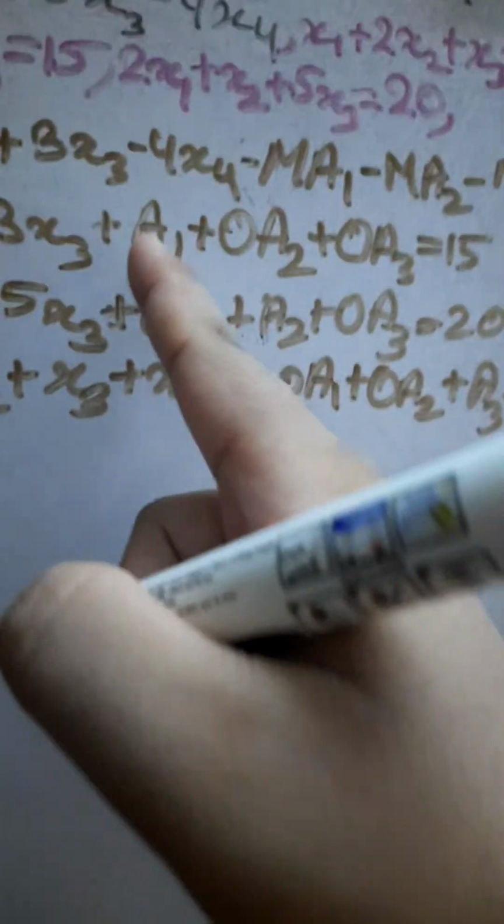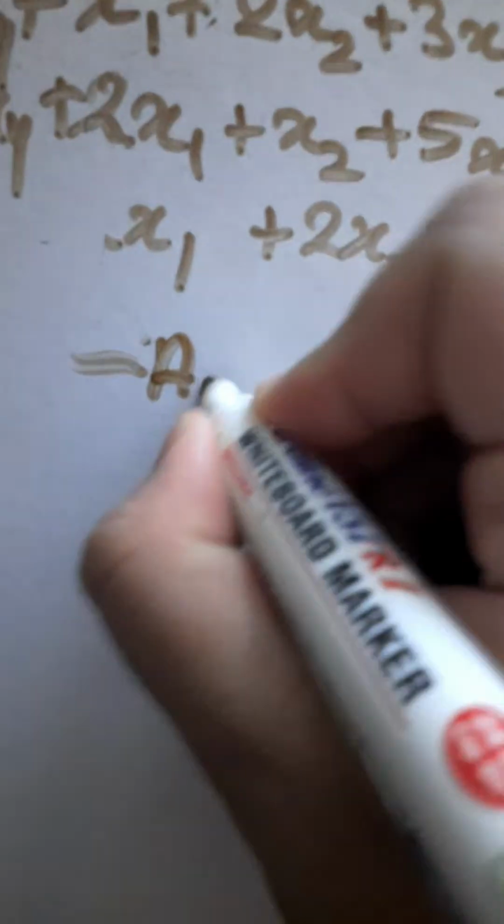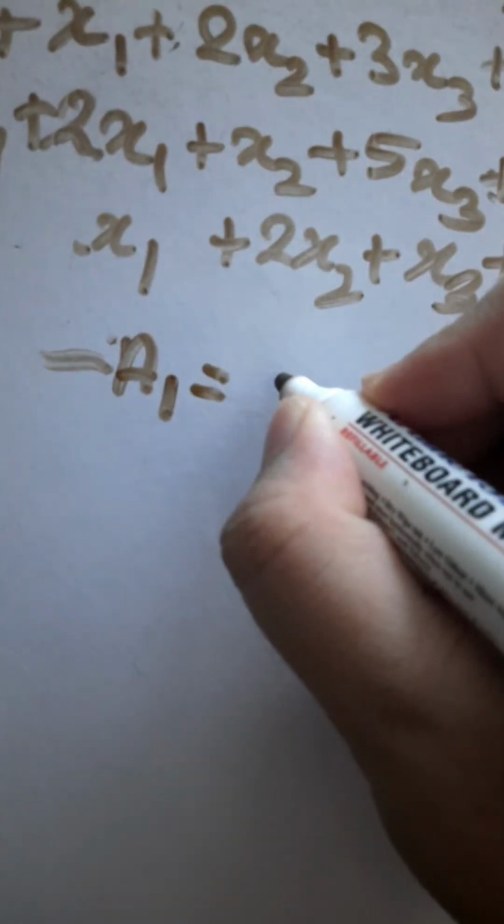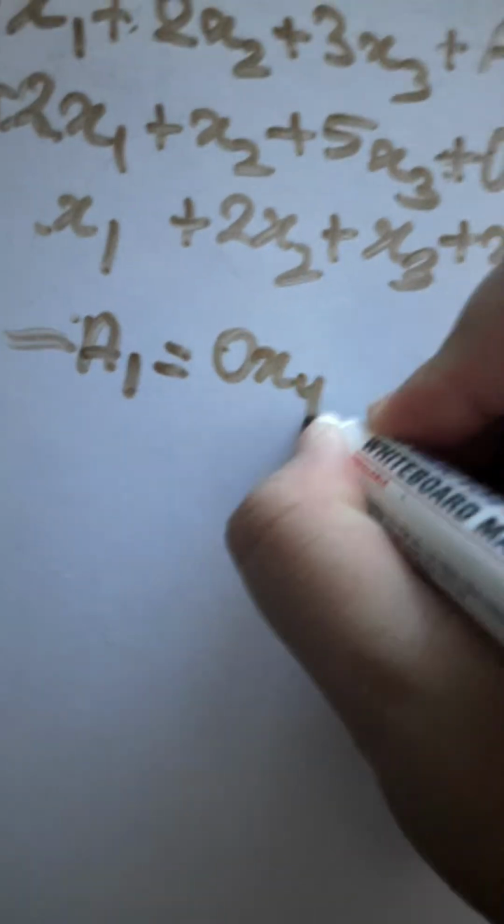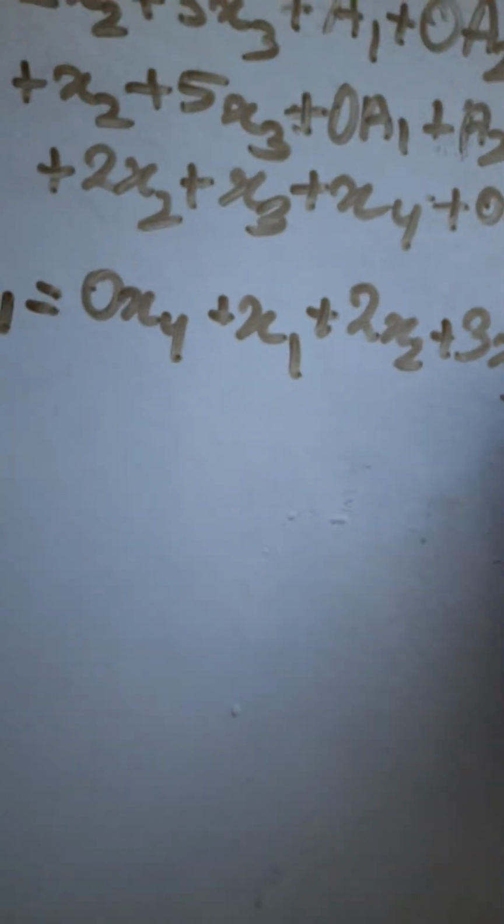Focus on the first equation. This a1 goes here, then it becomes minus a1. This 15 comes here, minus 15. So minus a1 is equal to 0x4 plus x1 plus 2x2 plus 3x3 minus 15. We don't need other artificial variables here, but yeah, oh, we need them actually. Forget it.